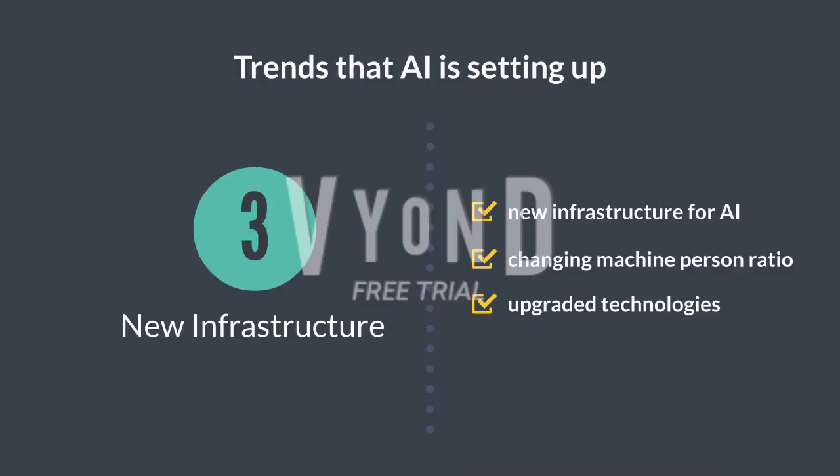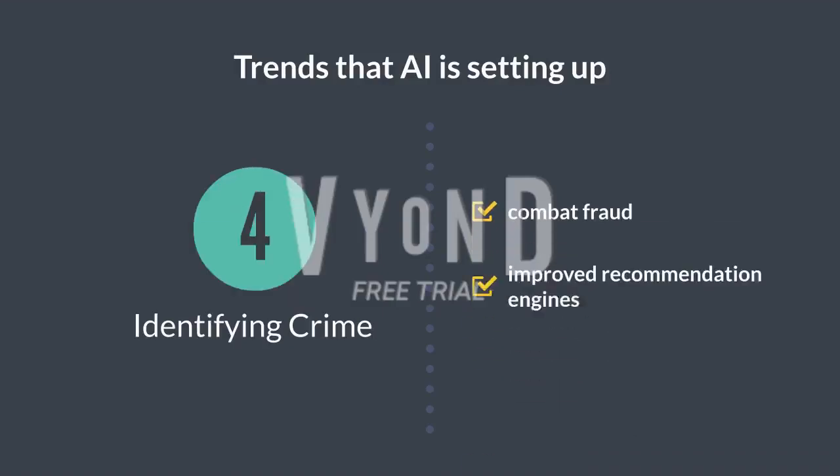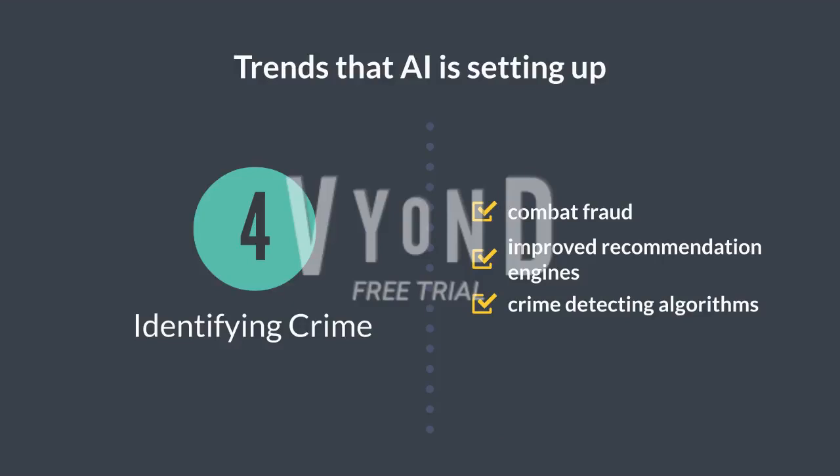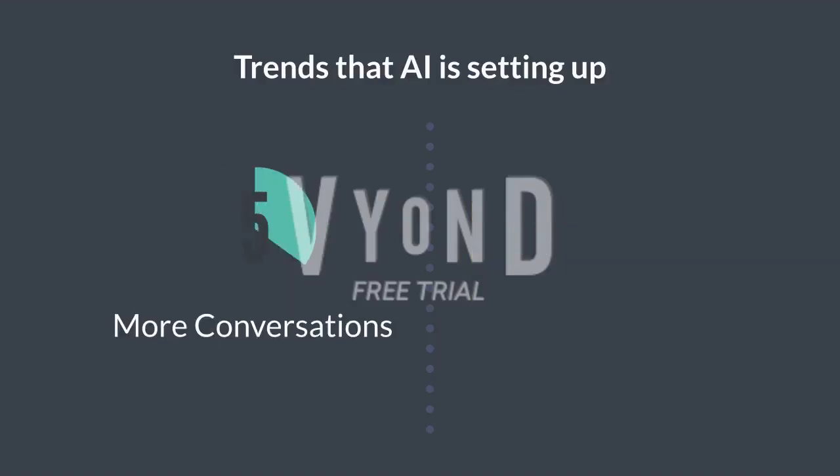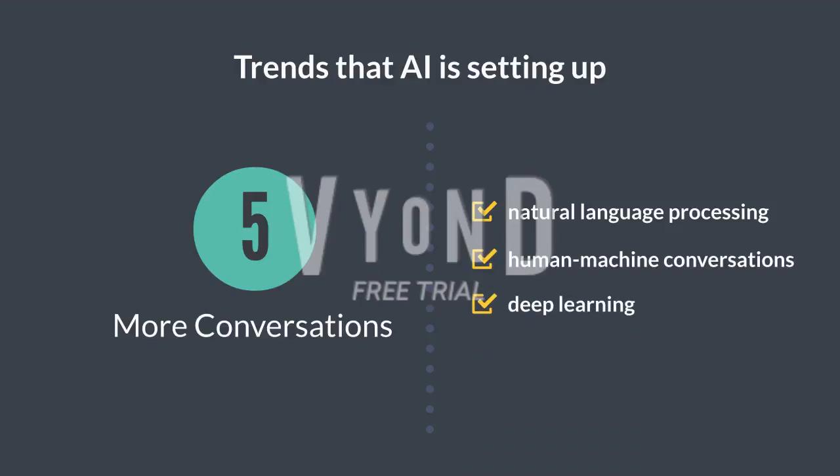More investments will be seen in setting up infrastructure for AI, increasing machine person ratios, and upgrading technology infrastructure. Machine and deep learning will improve. The biggest use will be to find fraud and crime, and recognition and recommendation engines. Example algorithms detect financial crimes such as credit card fraud, synthetic identity theft, AML, and others. AI will integrate more natural language processing to converse in human understandable terms, especially for consumer facing applications. Deep learning will reach larger areas of use.